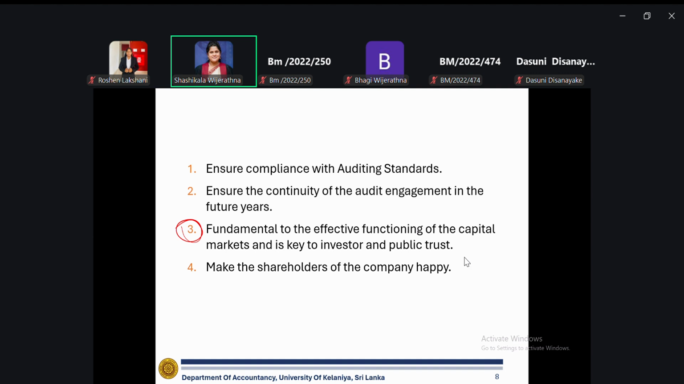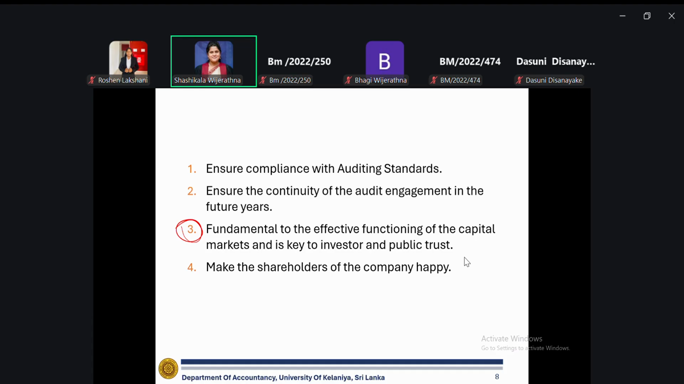Even though they have audited, if the financial statements still contain errors, the public trust is lost. Arthur Andersen was a huge company, with a revenue and profit even greater than Sri Lanka's overall GDP at that time. So the collapse of such a big company had a big hit on the capital market, the stock market as well.